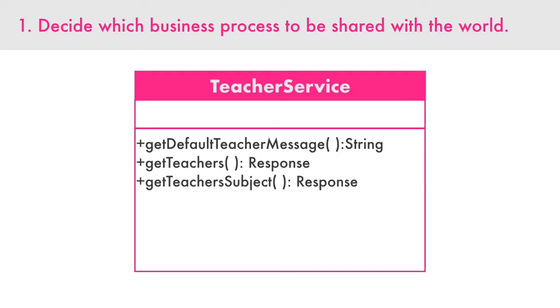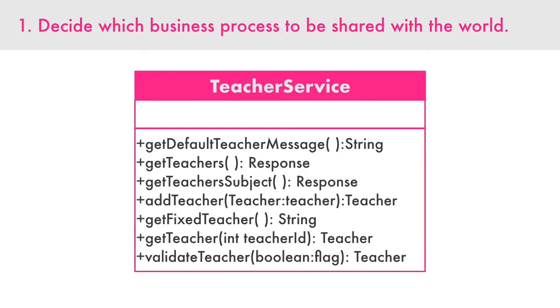Another example, we allow the service consumer to get a list of teachers and the subject that they teach in Hogwarts. In these two methods, the return type is different from what we have seen previously. We return it as a response object. And then we have some other services which are represented by the individual methods described here.